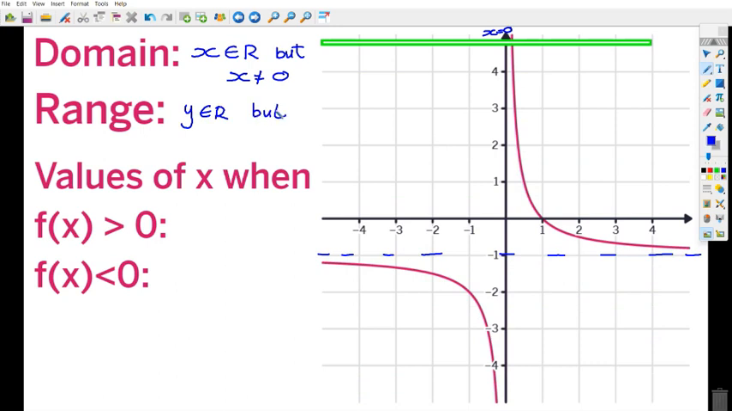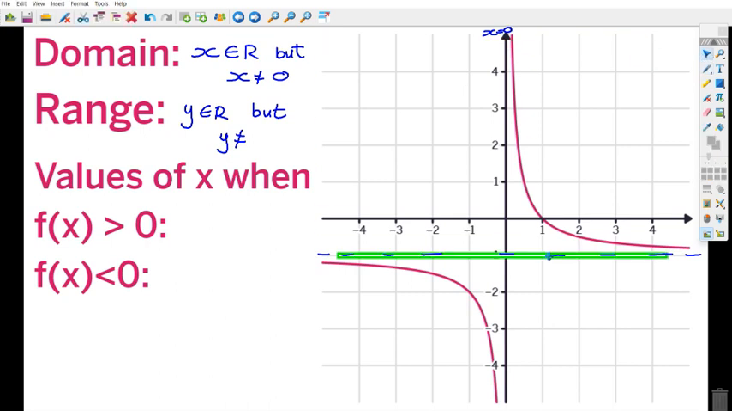But y is not equal to, which value did it not equal? Where do I not have a graph? At y is equal to negative 1. Okay, so y is not equal to negative 1. Can you guys see that?